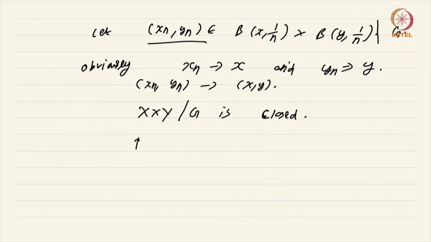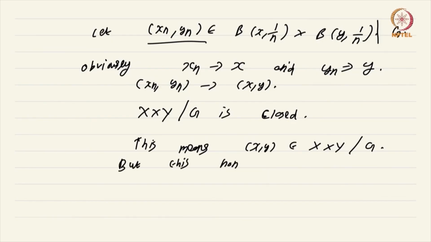This means xy is an element of X cross Y set minus G, right? Because this is a closed set. But this is nonsense. We started off with a point in G, and we are ending up with the stupid conclusion that this point is not there in G. Okay, so this proves the theorem.